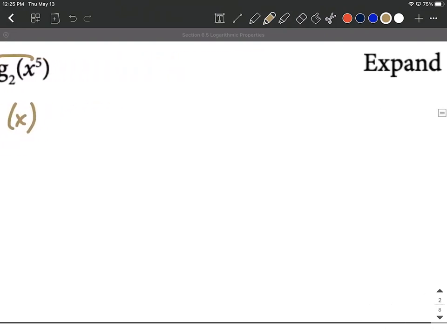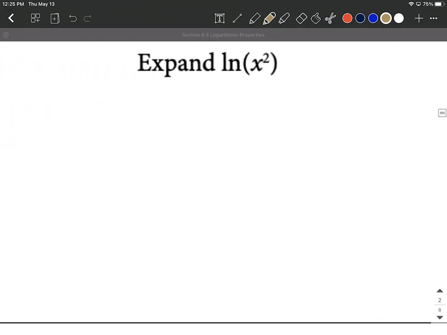Next up, natural log of x cubed. Sure, it's a natural log, but that's a logarithm, log base e, so it gets the exact same properties of logarithms. So again, the exponent is attached to everything on the inside. We can move it down in front and say 2 multiplied by natural log of x. There we are, fully expanded.